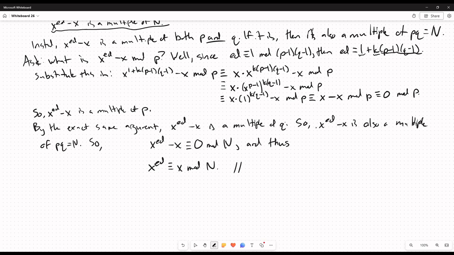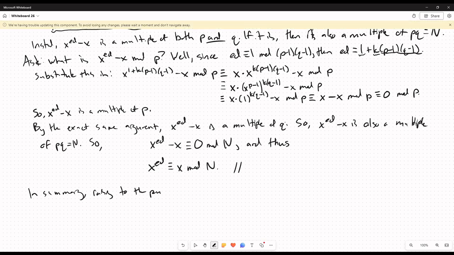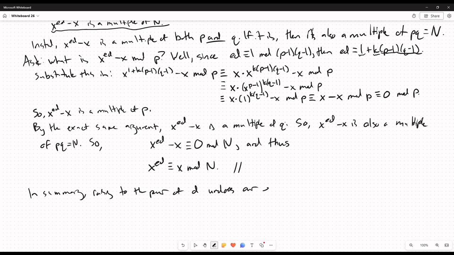What we showed, in summary, is that raising to the power of d undoes our encryption. And that's the beauty of public key encryption: I can share with the world the number E, but in order to decrypt the message, I need to find D. And finding D involves finding this value (P minus 1)(Q minus 1).